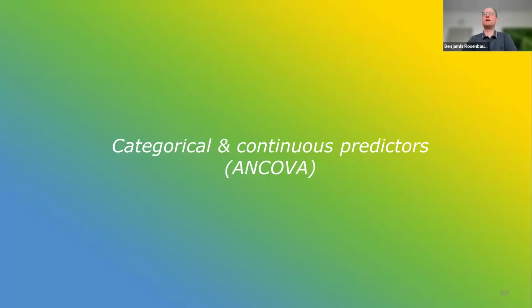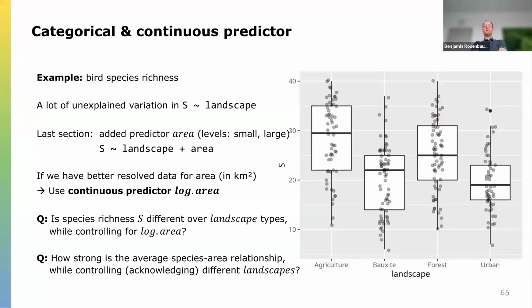Okay, now comes the last part, and this is categorical and continuous predictors. Your analysis often will contain both categorical and continuous predictors, and there are different ways of combining them. Often this is called ANCOVA, analysis of covariance. So we have the same data set again. In the previous example, we just had a categorical predictor, area, large or small.